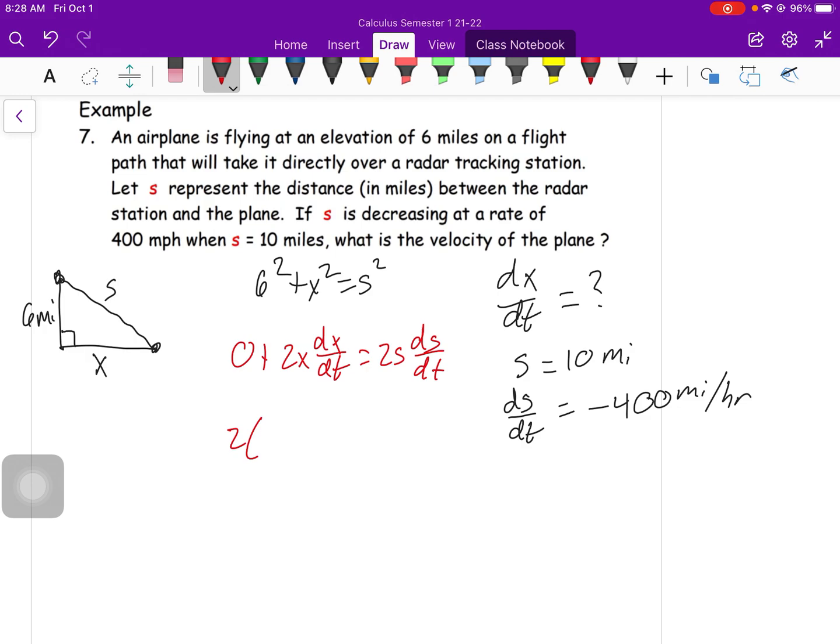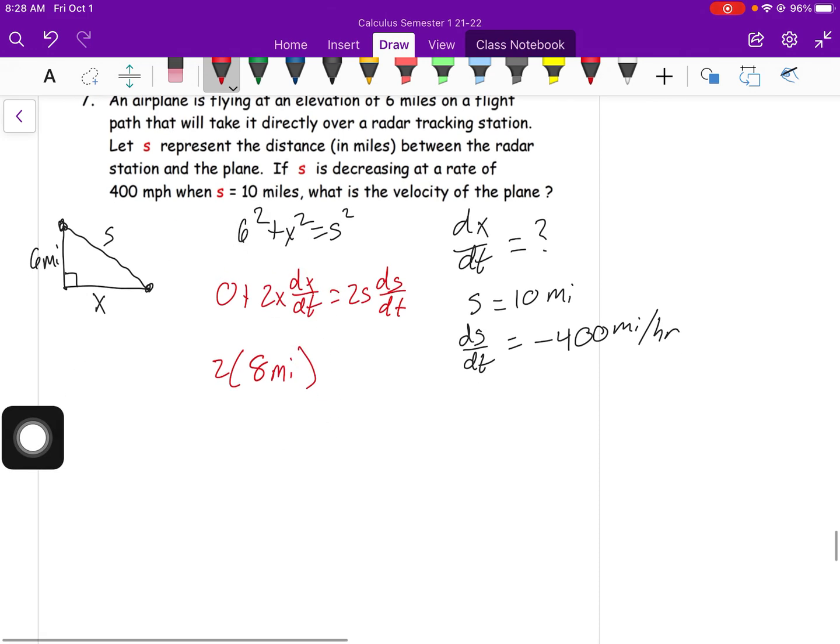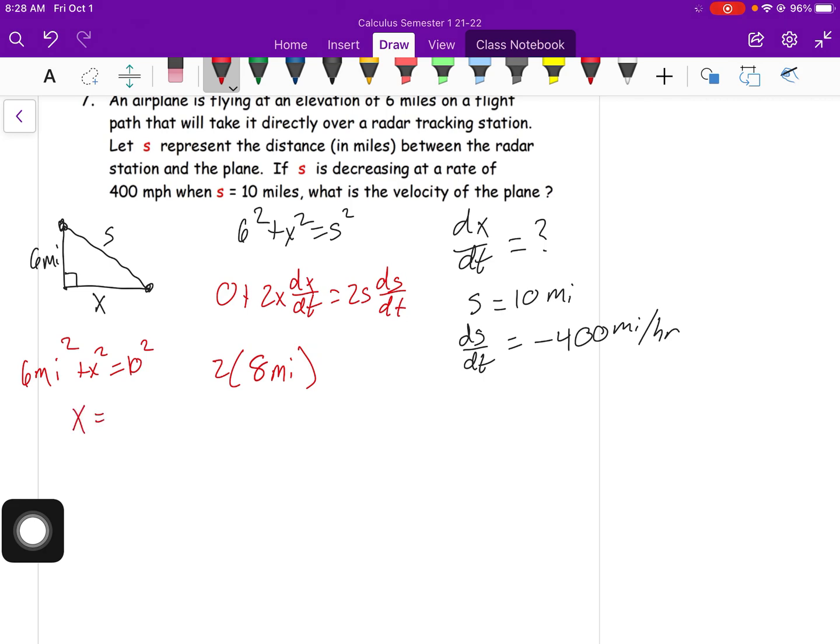I know that x is going to be 8 miles at this point. The reason I know it's 8 miles is because I have notes that I've done off to the side. How did I get 8 miles? Well, when s is 10, I make a new triangle. I have 6 miles squared plus x squared equals 10 squared. All right, so if I solve that, that's going to tell me that x is equal to 8.